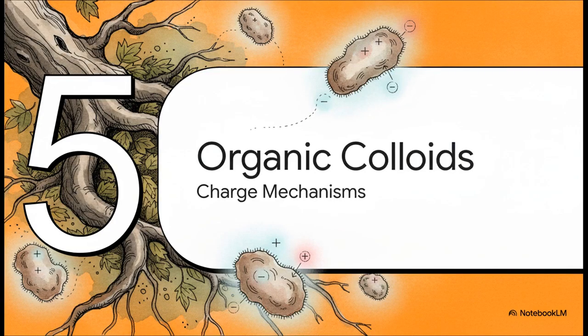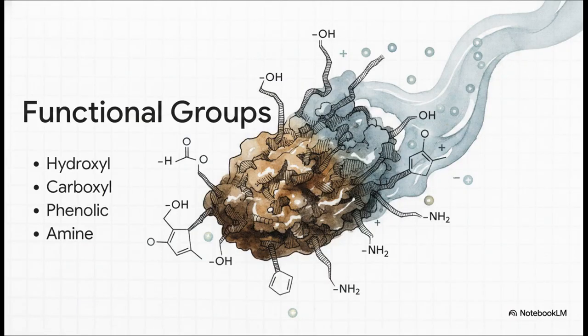Section 5, Charge in organic colloids. We've focused a ton on inorganic minerals, but what about organic matter? Let's introduce organic colloids. Here, the primary source of charge comes from a slightly different playbook, gaining or losing hydrogen ions from specific surface groups. The heavy lifters here are the hydroxyl, carboxyl, phenolic, and amine functional groups. And just like before, the surrounding soil solution's pH acts like a master switch. It regulates whether these groups protonate or deprotonate, which completely dictates their temporary charge.